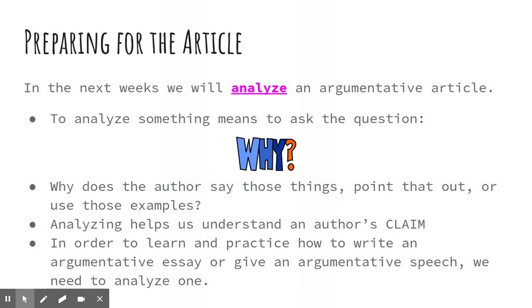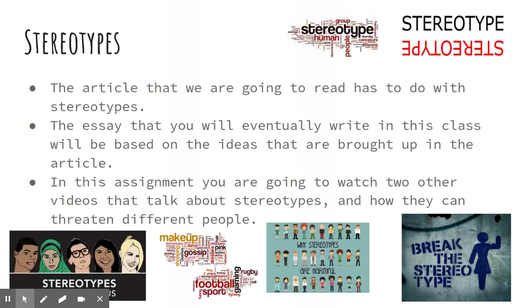In order to learn and practice how to write an argumentative essay or give an argumentative speech, hint, hint, wink, wink, we're going to need to practice analyzing one to really understand how to do that. Stereotypes are the central focus of the article that we are going to read. And the essay that you are eventually going to write in this class, hint, hint, is going to be based on the ideas that are brought up in the article. So we're going to be spending some time talking about stereotypes, and you will be writing about them yourself.